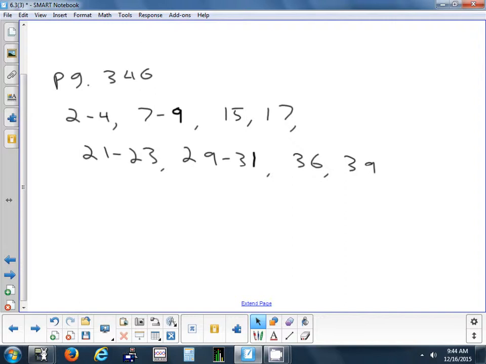All right, so the homework is on 346 tonight and tomorrow. It's in the book. 2 through 4, 7 through 9, 15, 17, 21 to 23, 29 to 31, and 36 and 39. Some of the graphing ones here are a little messy. The numbers don't come out nice. So if that's happening, don't think you're doing it wrong. That's just the way the numbers work out.